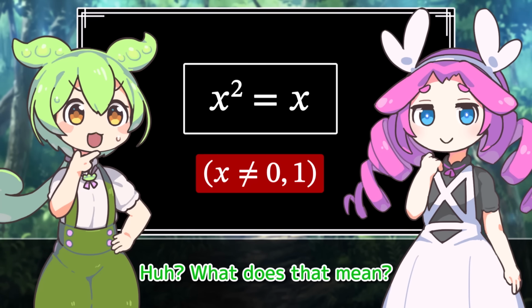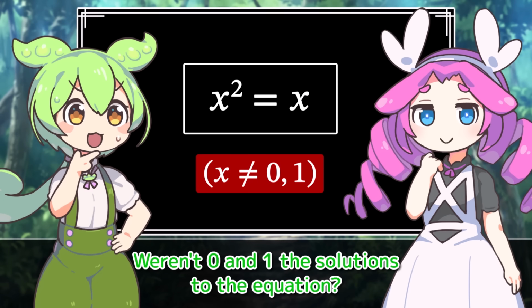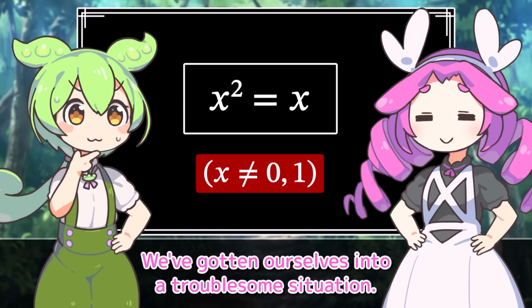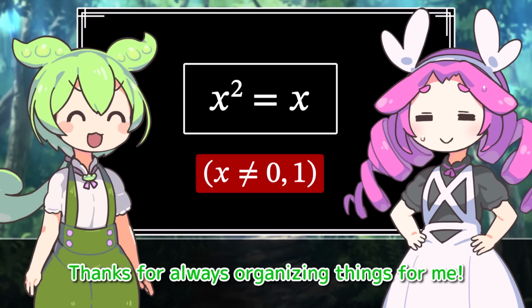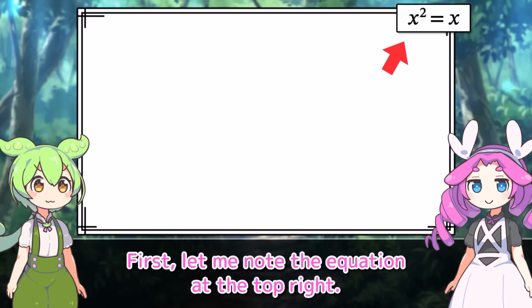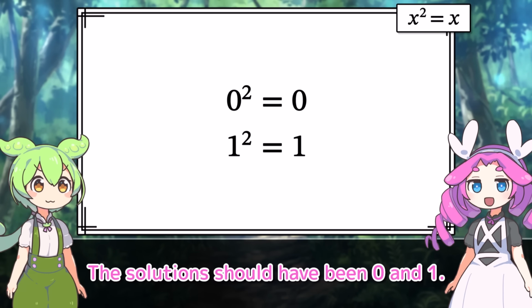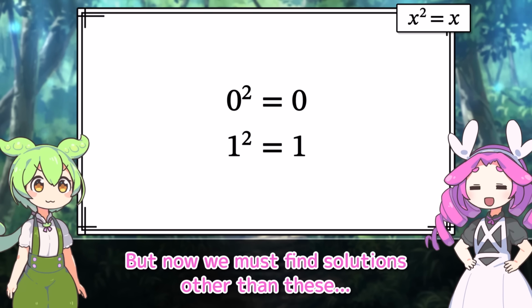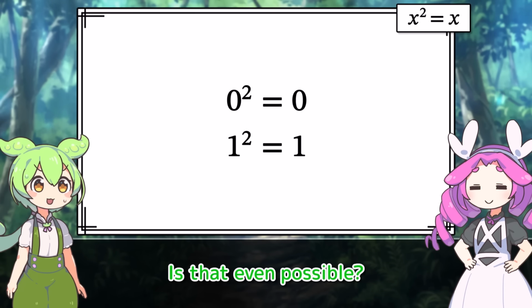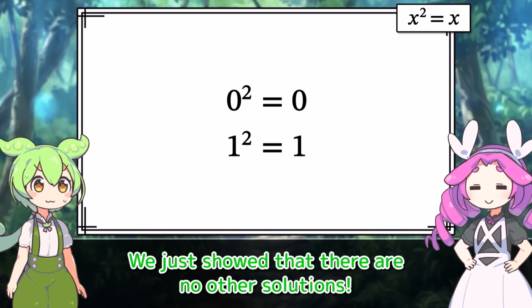Huh? What does that mean? Weren't 0 and 1 the solutions to the equation? We've gotten ourselves into a troublesome situation. Let's organize the situation. Thanks for always organizing things for me. First, let me note the equation at the top right. The solutions should have been 0 and 1. Both 0 and 1 return to themselves when squared. But now, we must find solutions other than these. Is that even possible? We just showed that there are no other solutions.